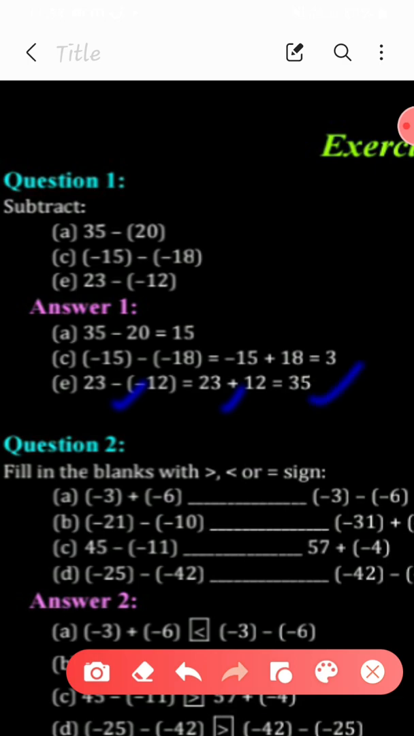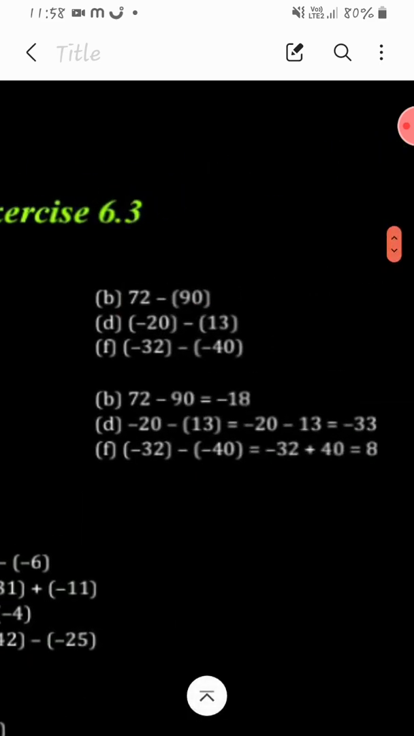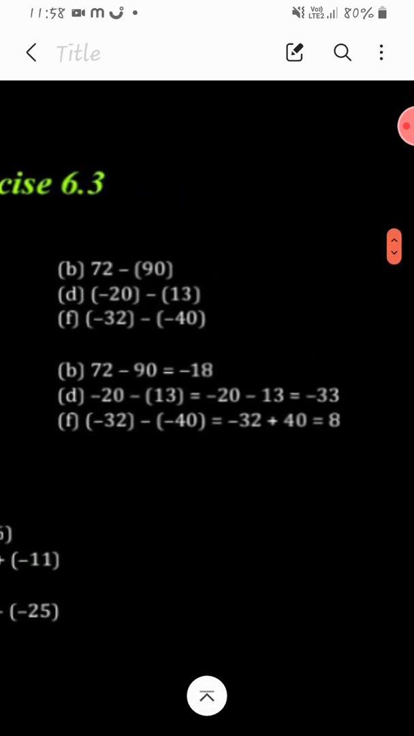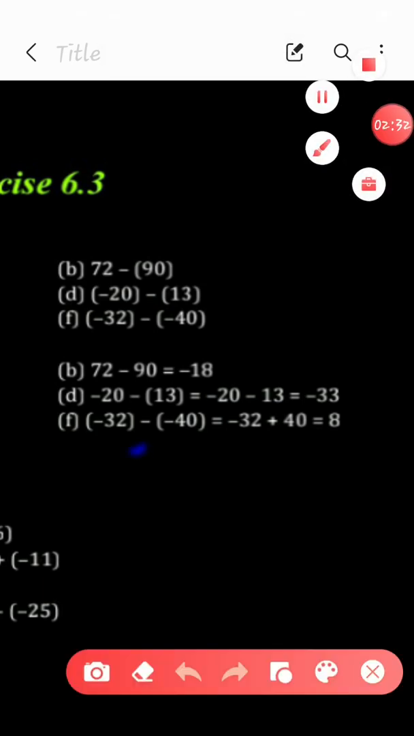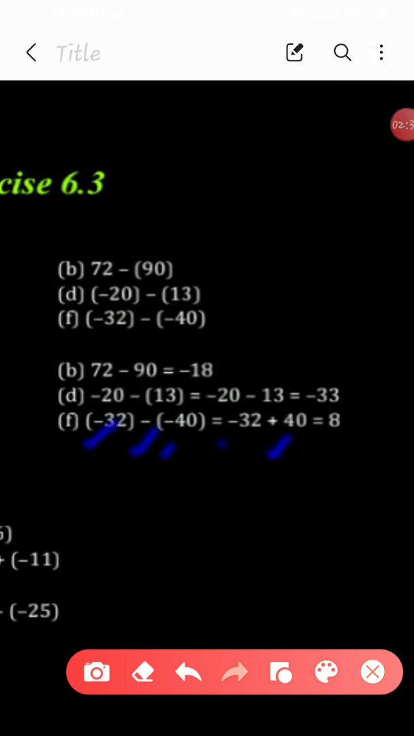Question number 1f, minus 32 minus 40 again. In bracket minus 40 is there, that is why minus minus becomes plus, and the minus for 32 will remain minus 32. Now this plus minus becomes minus, so we have to subtract. So 40 minus 32 is 8. The bigger digit is 40, so with a positive sign in front, the answer is only 8.